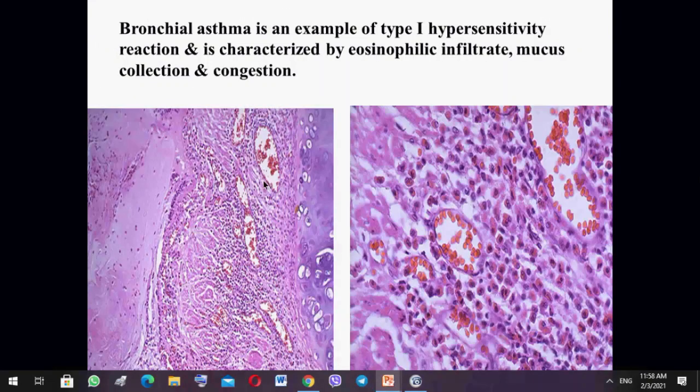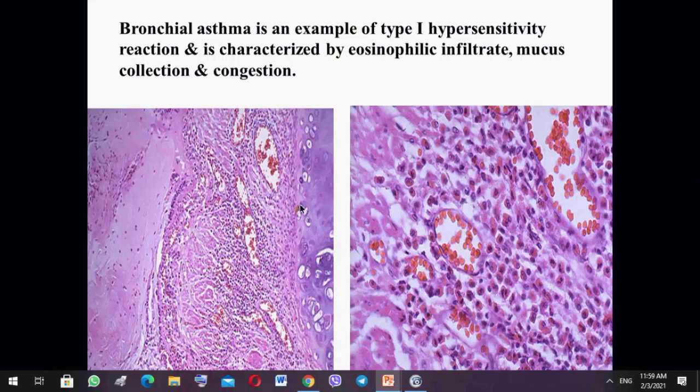Also in bronchial asthma, in asthmatic patients, and we will discuss them inshallah in the respiratory system. Asthma is of two types, either atopic or non-atopic asthma. Atopic asthma is usually characterized by a type 1 hypersensitivity reaction. There will be abundant eosinophils, mucus secretion, and congestion.